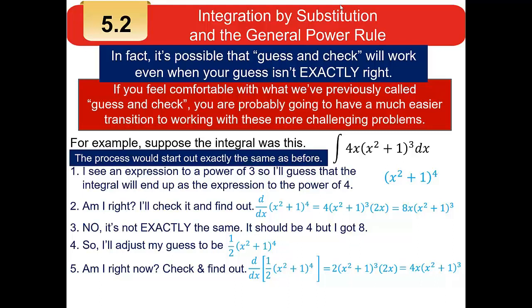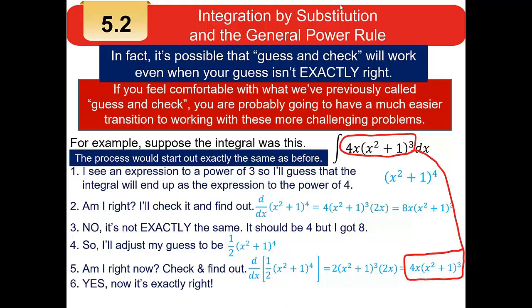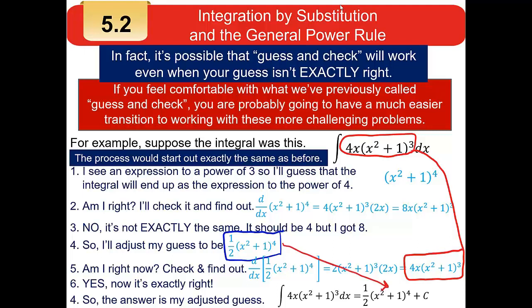plus 1 cubed, and when I go back and look, that in fact is right now. I got exactly what I needed. So the answer, because I got it right this time, is just my adjusted guess. So the integral of 4x times the quantity x squared plus 1 cubed is my adjusted guess, 1/2 times the quantity x squared plus 1 to the 4th plus the constant of integration.